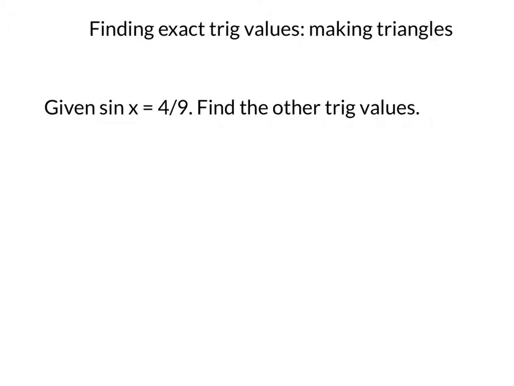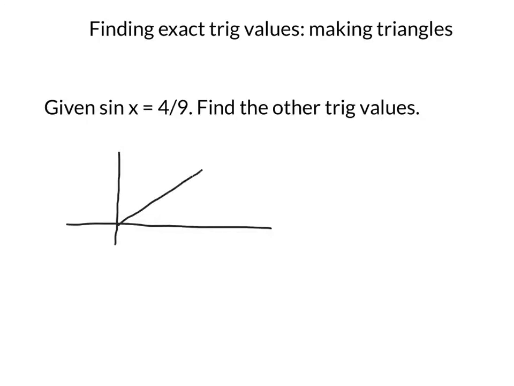In this video, we're talking about some more trig properties, or rather trig functions. That's finding exact values by making a triangle. So our first example here, we're given that the sine of x is 4 over 9, and we want to find the other trig values. Unless you're told otherwise, we're going to assume that the angle we're talking about is going to be a first quadrant angle.